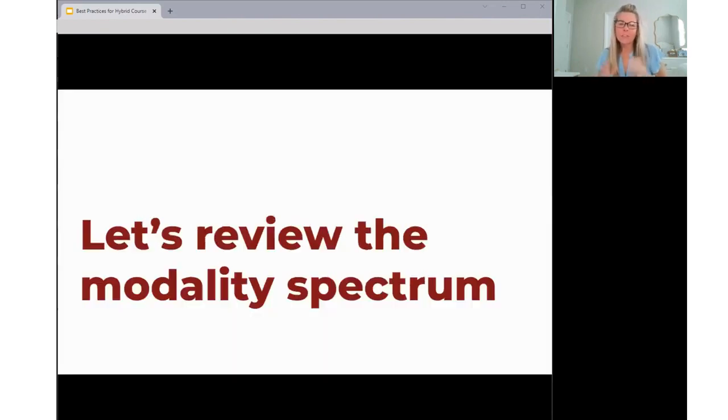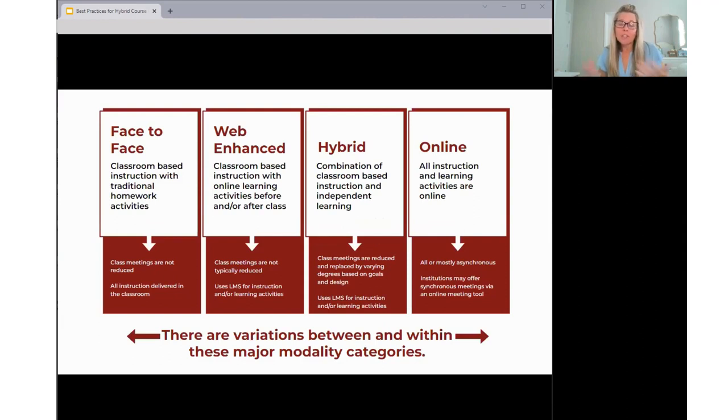To understand that, we first need to review the modality spectrum because hybrid is in this spectrum of course modalities that we can offer. So we first need to look at face-to-face and online, and those are kind of the extremes of this spectrum, so to speak. But keep in mind that between face-to-face, the traditional model of coming to class and doing assignments outside of class, and this other extreme of everything's online and asynchronous, there are a lot of variations between and within these major modality categories. So we're just going to spend some time looking at this.